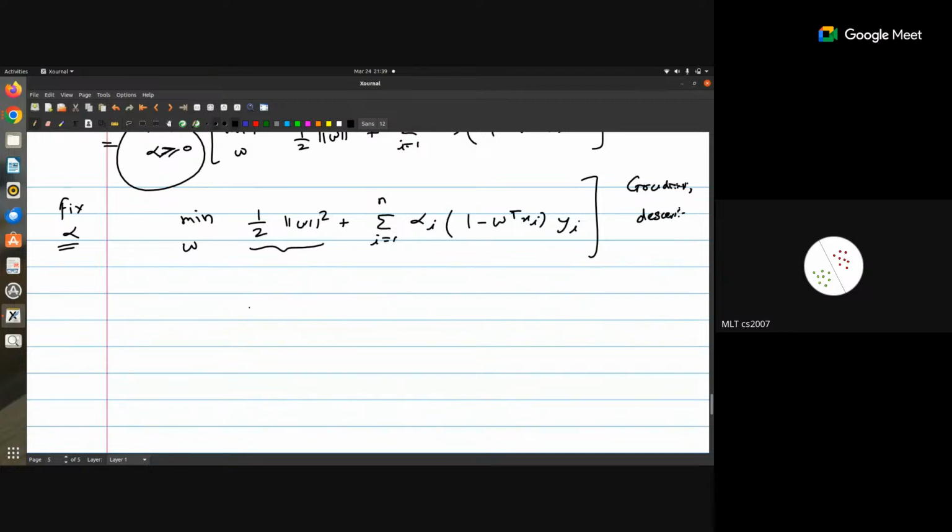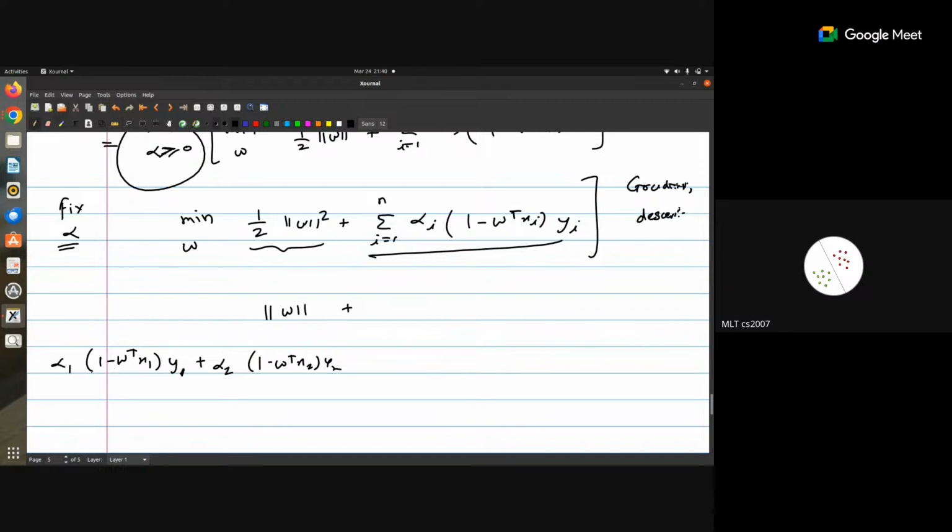2 times the length of w. So the 2 will get cancelled and I'll remain with w. What is the differentiation of this part? So alpha i. This looks like alpha 1 into 1 minus w transpose x1 y1, plus alpha 2 into 1 minus w transpose x2 y2. How will this look? We are differentiating with respect to w, right?